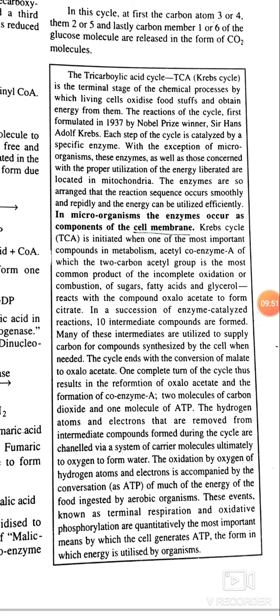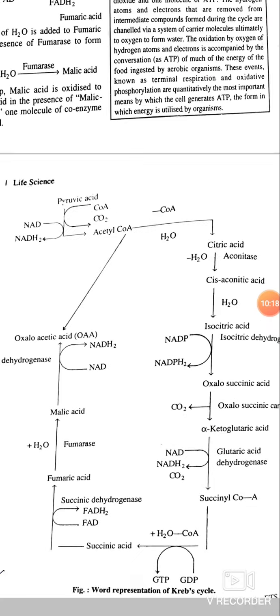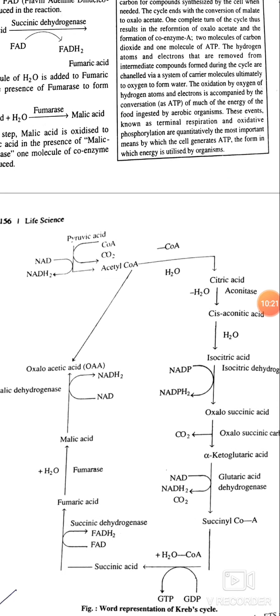These events, known as terminal respiration and oxidative phosphorylation, are quantitatively the most important means by which the cell generates ATP, the form in which energy is utilized by organisms. Here is the schematic, diagrammatic presentation of the Krebs cycle.